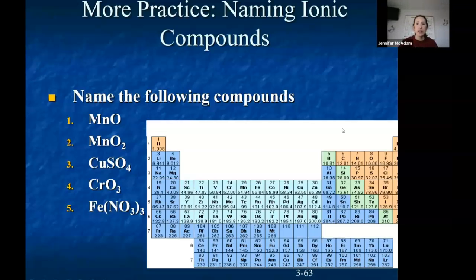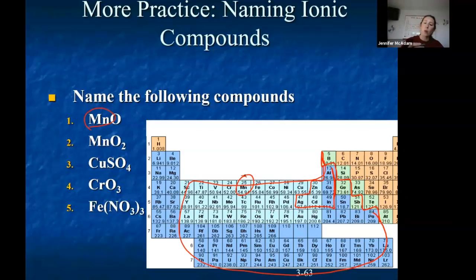All right, so when we do this, how do we know, again, that we need Roman numerals or don't? Remember, here's our stairs. Anything under the stairs except for this triangle needs Roman numerals. So when we look here, we can see that Mn is in the middle. So this needs Roman numerals. So what Roman numeral will be after the Mn?